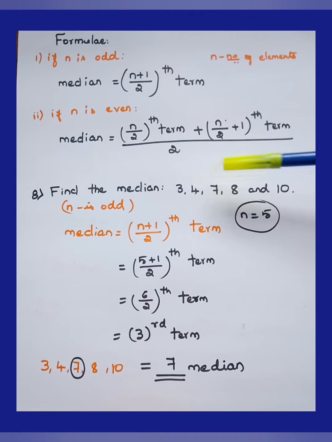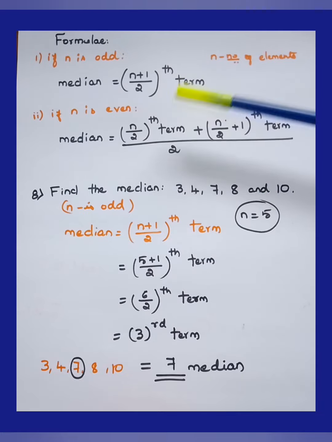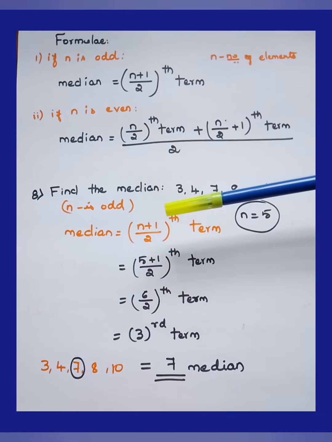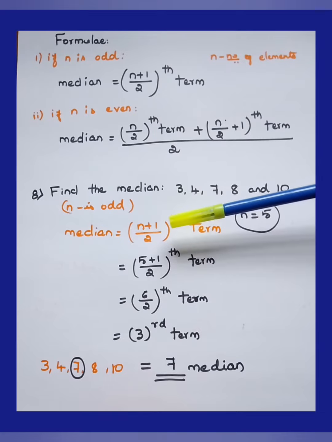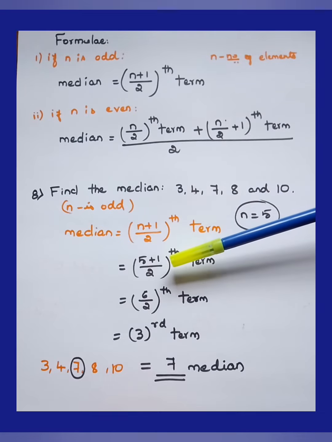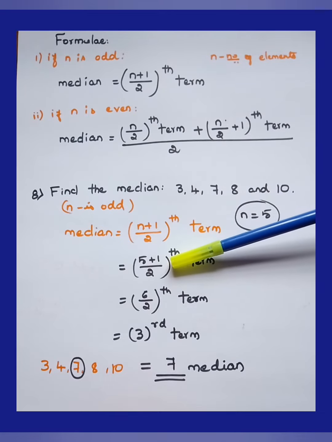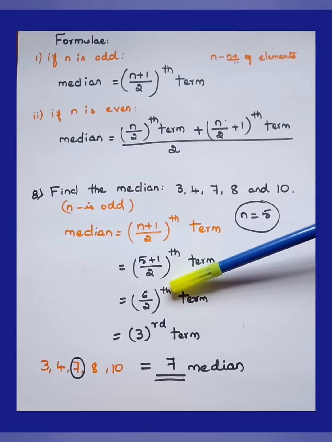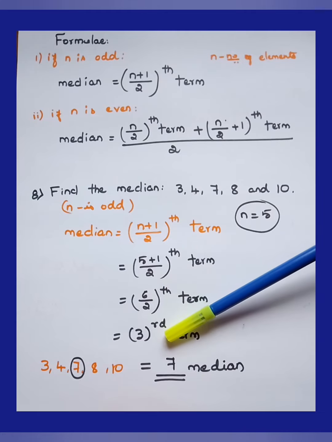If n is an odd number, how many elements are given? 1, 2, 3, 4, 5. Odd number. So if it is odd, the median is the (n plus 1) by 2th term. Write the formula. Always the formula and the substitution is very, very important. After substituting, you can calculate anyhow. The calculation could be of your own style, any easy method, but the final answer should be the same.